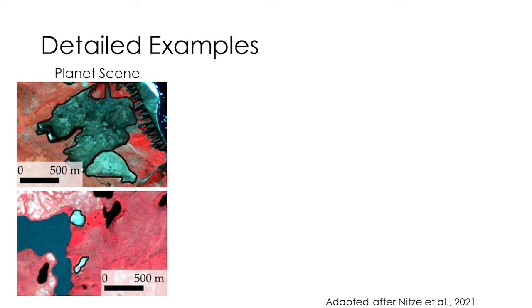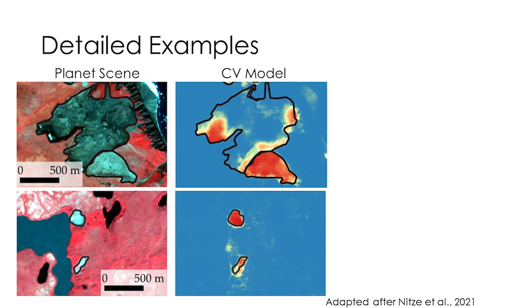Here we see 2 Planet scenes. The upper one is in Horton, where the thaw slump is outlined in black. And on the bottom, we see an example from the Lena site. Here in the middle, we see the probability output that this is the thaw slump. High probabilities in red, low in blue.